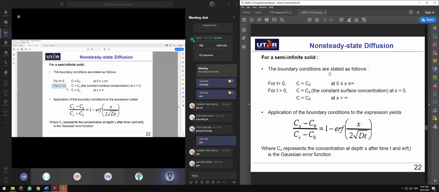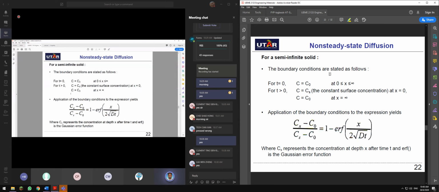As time ticks, diffusion takes place. The concentration starts from the concentration at the surface. Imagine, guys, diffusion starts at the surface of a material. So when diffusion starts, the concentration you should take is the concentration at the surface of the material. That is the constant surface concentration at x equals 0, because it is the surface, x is equal to 0.